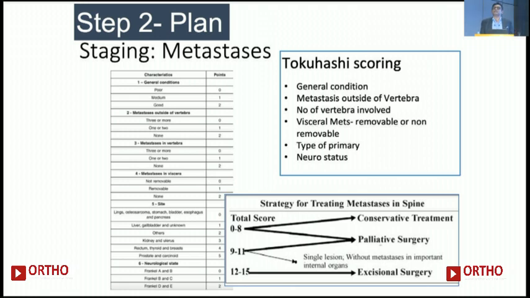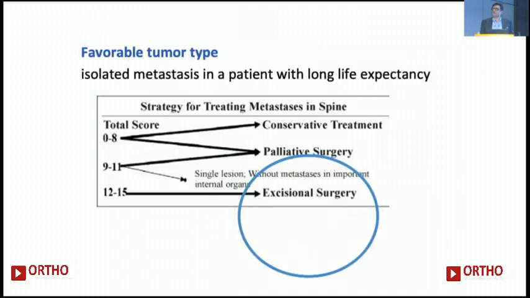The second step is to establish how you're going to treat the patient. Here there are several scoring systems which are available, which have been validated, which give you a brief idea about how you want to approach the patient. The Tokuhashi scoring system is one of those, which takes into account a lot of things like the general condition of the patient, how many metastases are there within the vertebrae and outside, what is the primary site of the tumor, and what is the neurological grade. It gives us a brief idea about how aggressively you want to treat these patients. With this, you identify the favorable tumor types and the non-favorable tumor types.